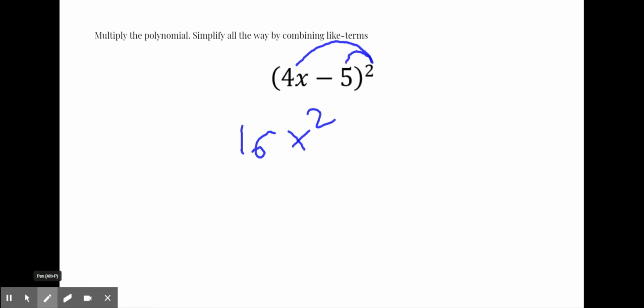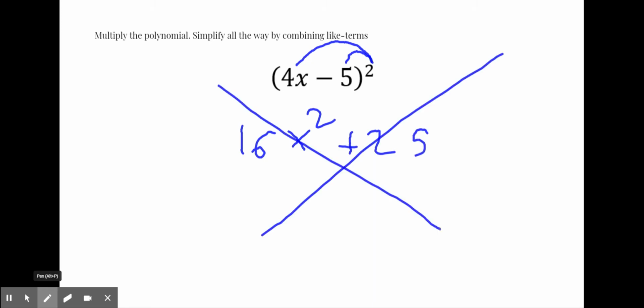They want to tell me that this is 16x squared plus 25. They just distribute that 2 too, and boy, that's not right at all. Please don't do that. I woke up in a nervous sweat. That is a nightmare if you do that, an absolute nightmare.